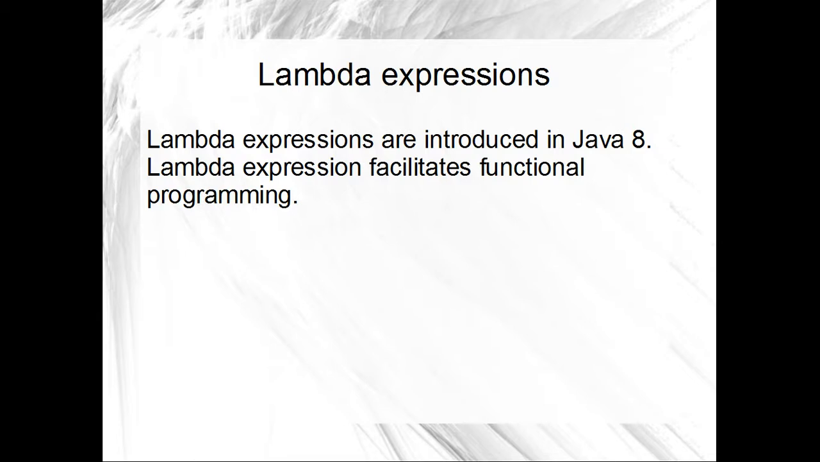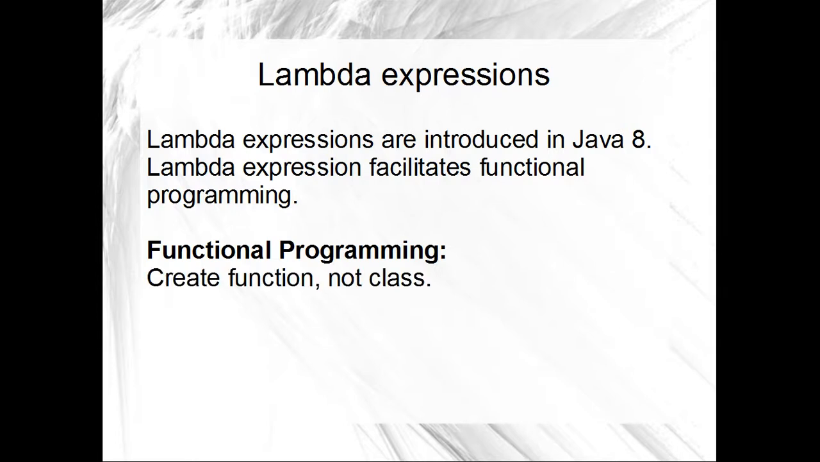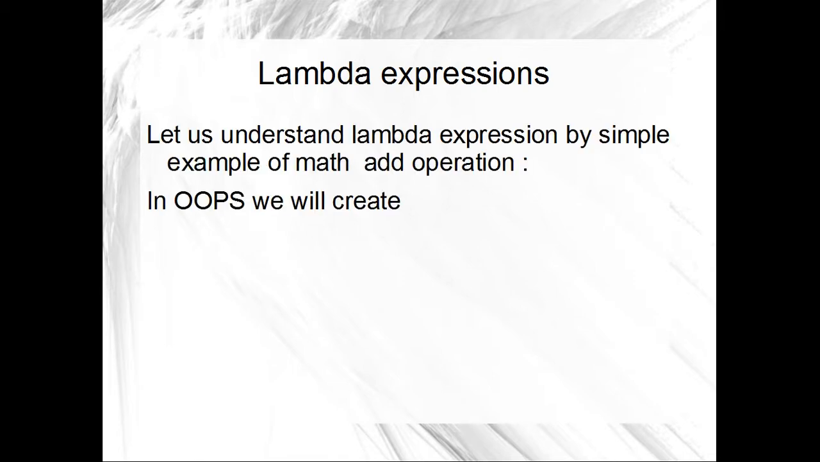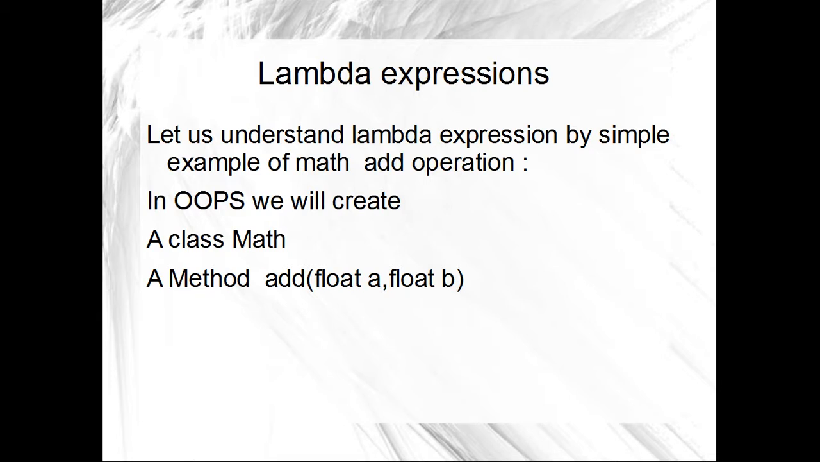So lambda expressions were introduced in Java 8. This facilitates us to do functional programming. So what is functional programming? Functional programming is to create functions, not a class. Every time if I want to do something in object oriented principle, I have to create a class, and then I have to create a method. But in lambda expressions, you can create an anonymous method and pass the method in as an argument in another method. So let us understand this by an example.